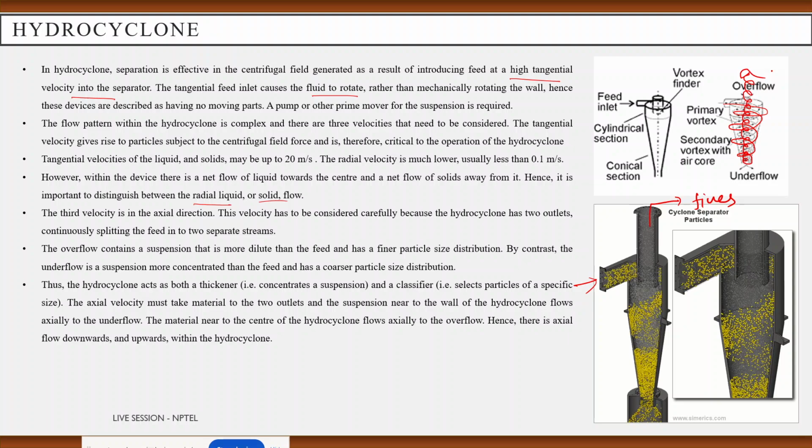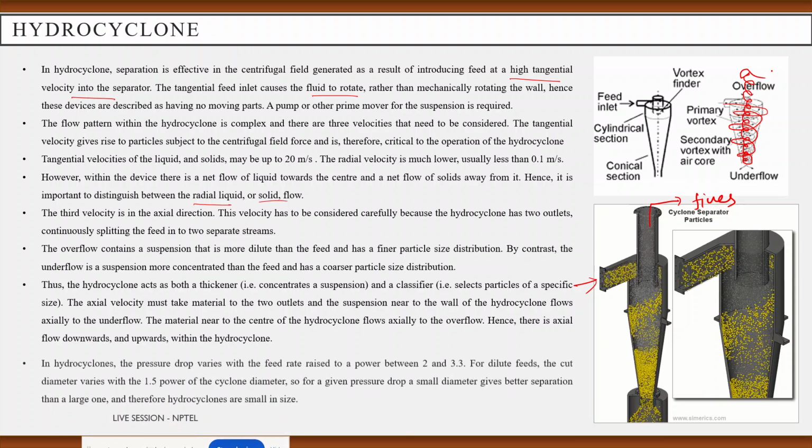Thus the hydrocyclone acts as both a thickener and a classifier. The axial velocity must take material to the two outlets, and the suspension near the wall of the hydrocyclone flows axially to the underflow. The material near the center of the hydrocyclone flows axially to the overflow. Hence there is axial flow downwards and upwards within the hydrocyclone.